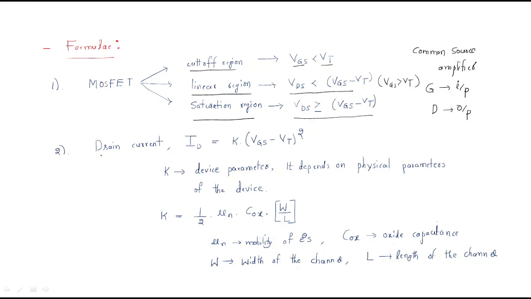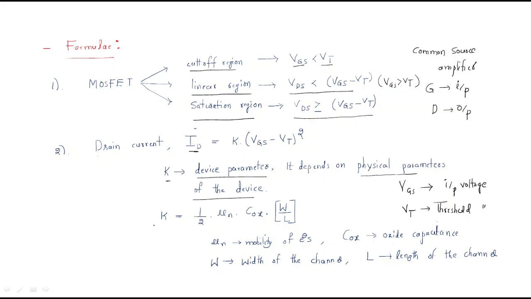And second, what about the drain current? Generally the formula is ID equals K into VGS minus VT, whole square. This is very important: input voltage minus threshold voltage, squared. VGS is the gate's input voltage and VT is the threshold voltage, with respect to K. What is K here? K is the device parameter. It depends on the physical parameters of the device, and the physical parameters also decide the drain current. Drain current is decided by the input voltage first, the threshold voltage second, and the device parameters third.